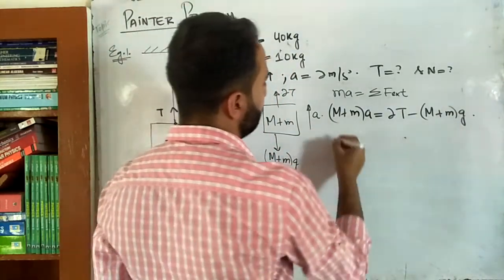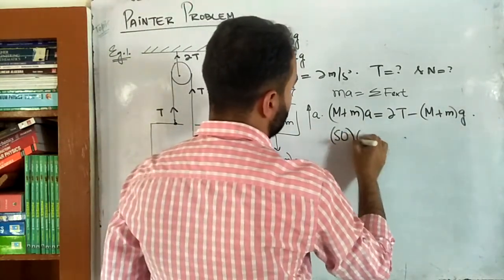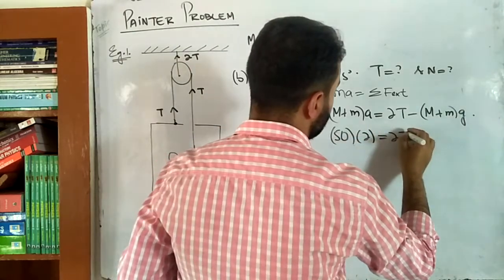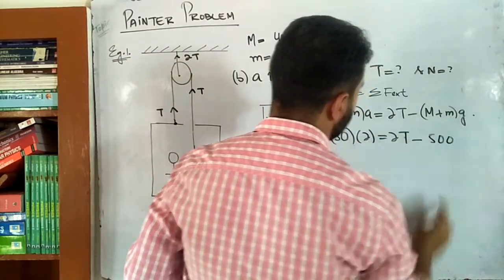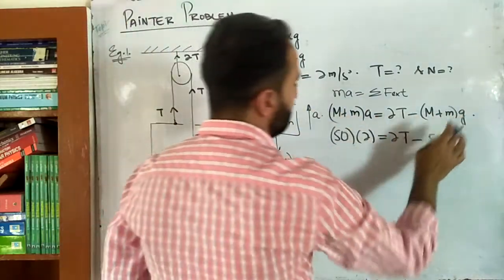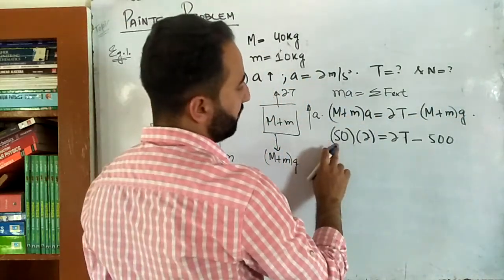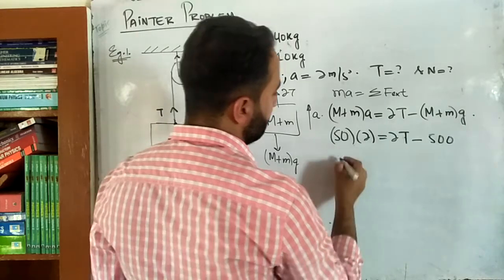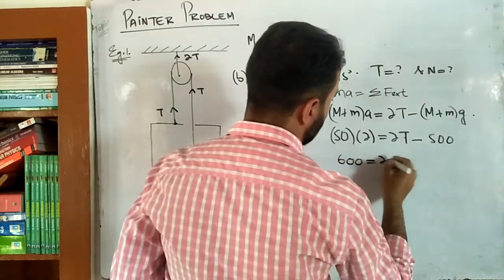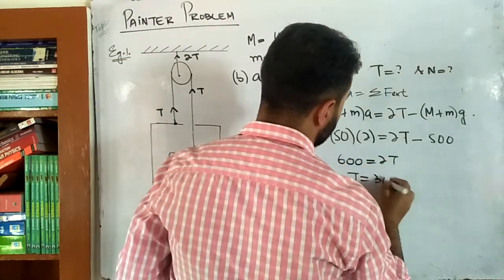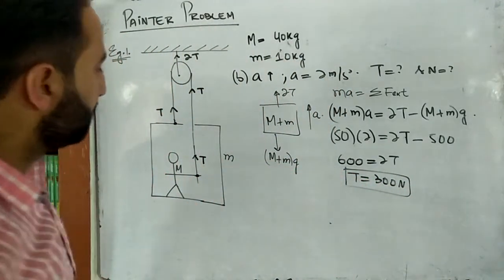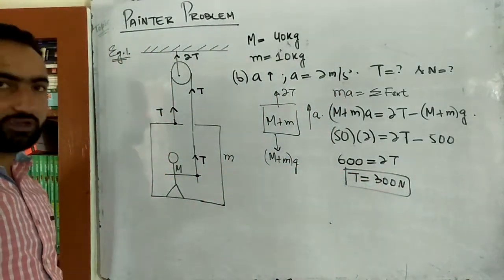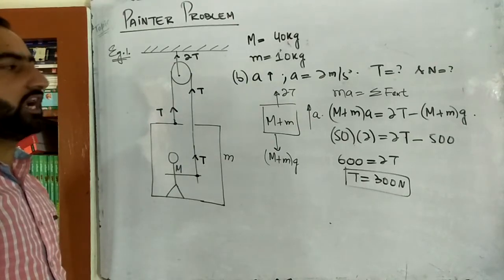So capital M plus small m, that's 40 plus 10, that's 50, multiplied by a, which is 2. So this is 50 multiplied by 2 is equal to twice T, minus 50 multiplied by 10, that's how much? That's 500. 40 plus 10 is 50, into 10 is 500. Now 50 times 2 is 100. 500 plus 100 is 600, equal to twice T. So how much did T come out? That is 300 Newton. So we are done with the tension. Calculate the force exerted so that it accelerates with an acceleration of 2 meter per second square. Answer will be 300 Newton.